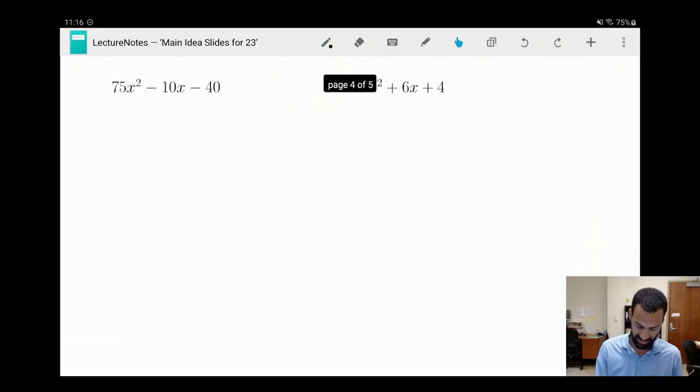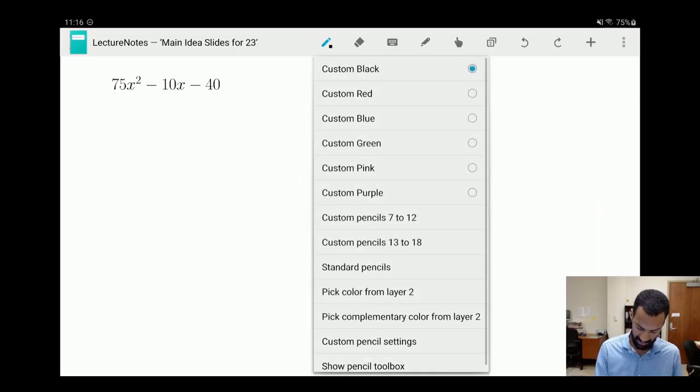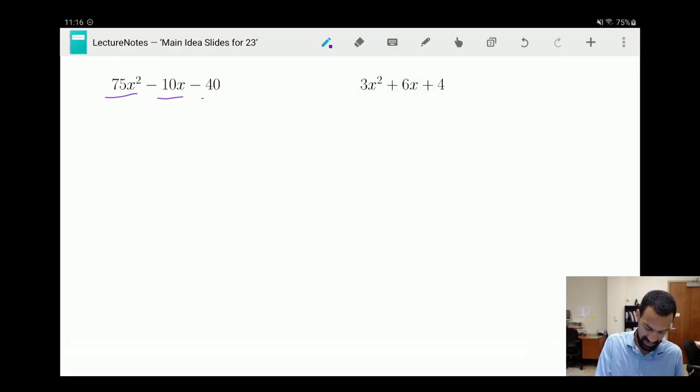Okay, let's talk about these two now. So 75x squared minus 10x minus 40. Okay, so that problem there, those numbers are big, and I really don't want to multiply 75 times negative 40 and start from there. Luckily, you'll notice all three of these terms are divisible by 5. Right? They're all divisible by 5, which means 5 is a common factor. I'm going to take that common factor out first and then see what I get.